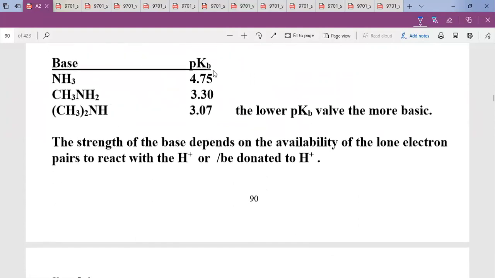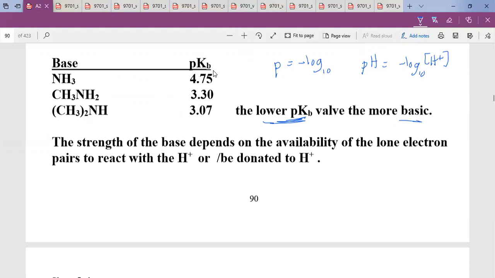Now here, pKb again. I told you the p here represents what? Minus log base 10. This is a mathematical symbol. Like I told you, pH is equal to minus log base 10 of H plus concentration. This is your water base. We will see this later in our A2 physical. The lower the pKb, the more basic, or the lower the pKa, the more acidic. Same idea. That means you can see here is the lowest.